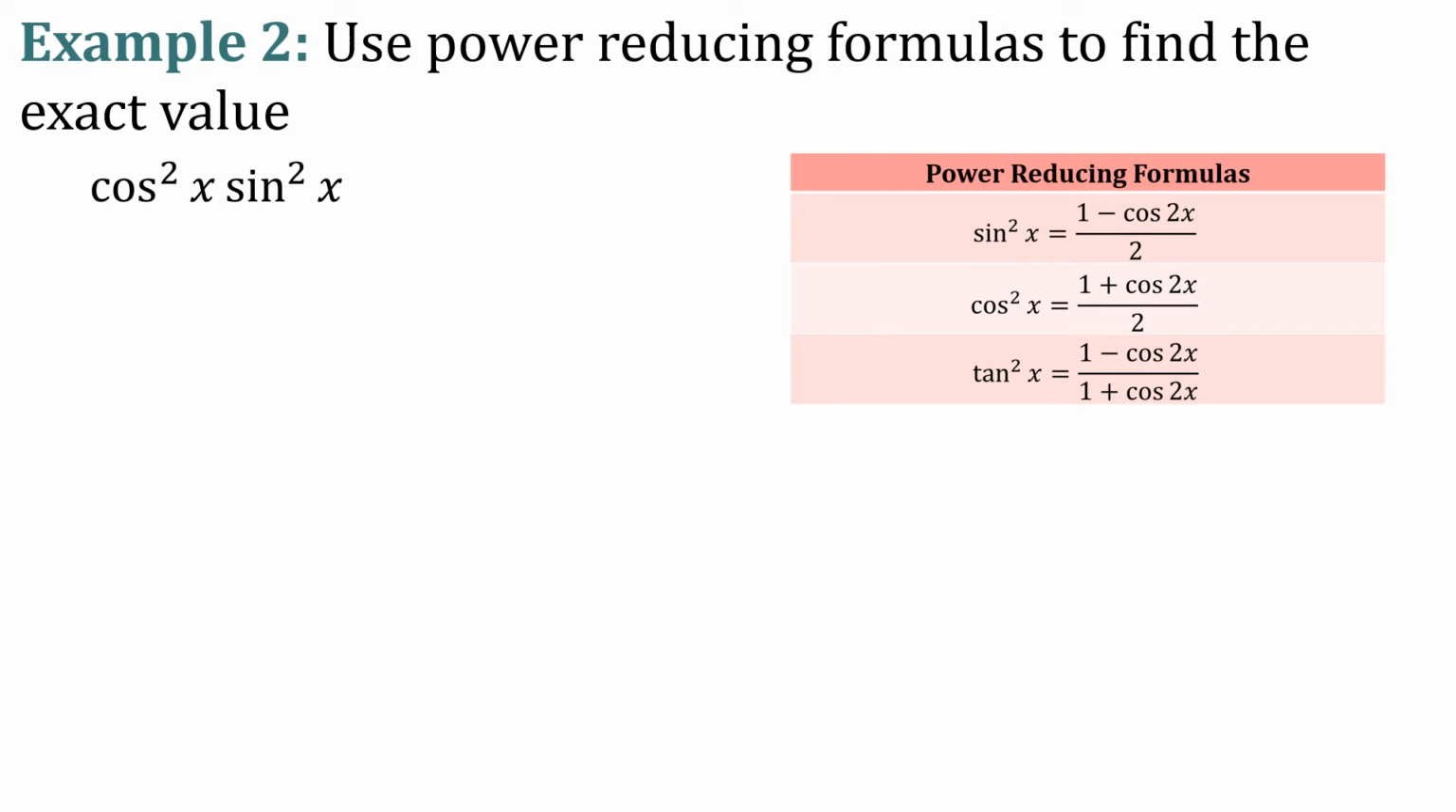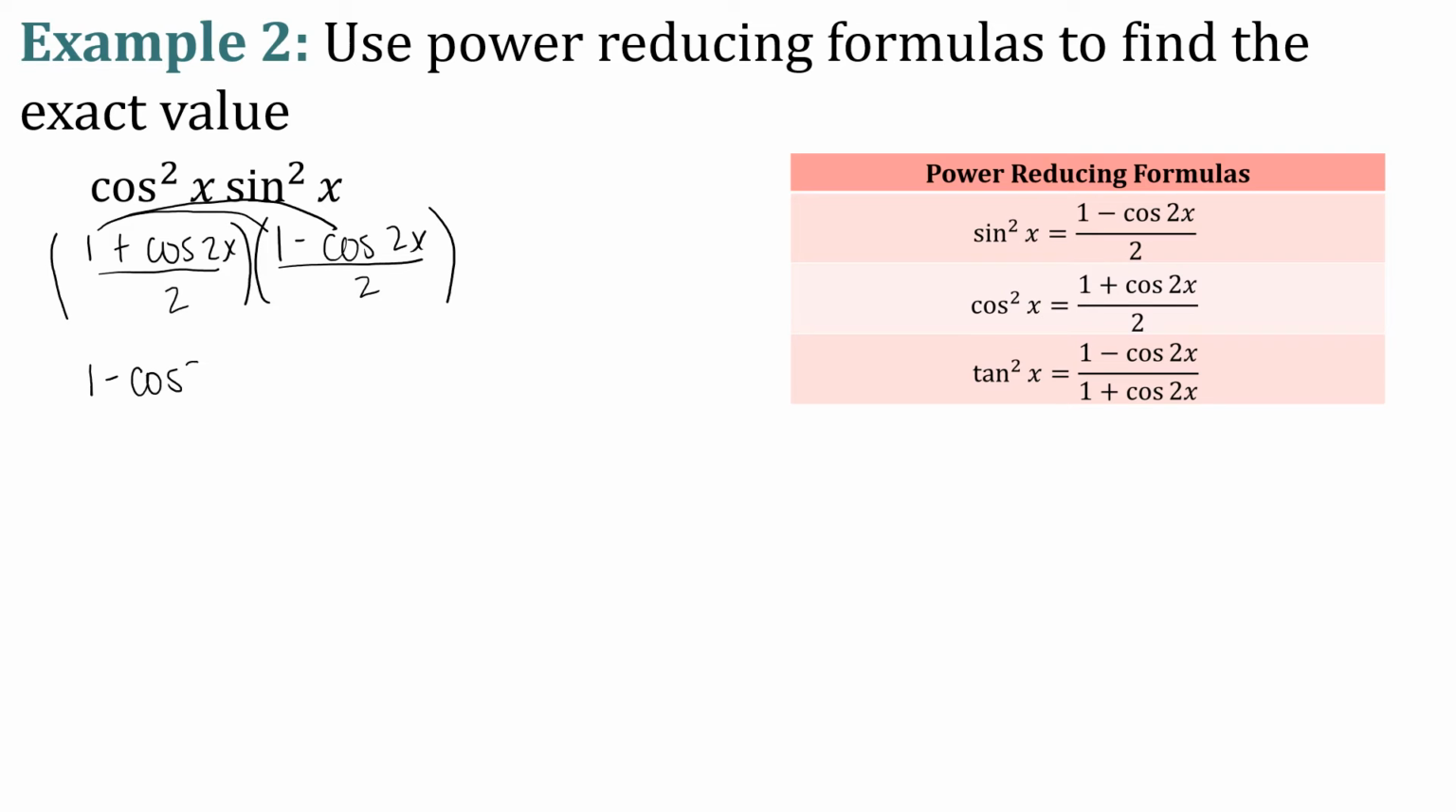So let's rewrite this. We know that cosine squared is 1 plus cosine 2x all over 2, and sine squared is 1 minus cosine of 2x all over 2. And multiplying fractions, the top multiplies by the top, and the denominator multiplies by the denominator. So 1 times 1 is 1. 1 times negative cosine of 2x is negative cosine of 2x. Cosine of 2x times 1 is plus cosine of 2x. And then a positive cosine of 2x times a negative cosine of 2x is negative cosine squared 2x. And that's going to all be over 4.